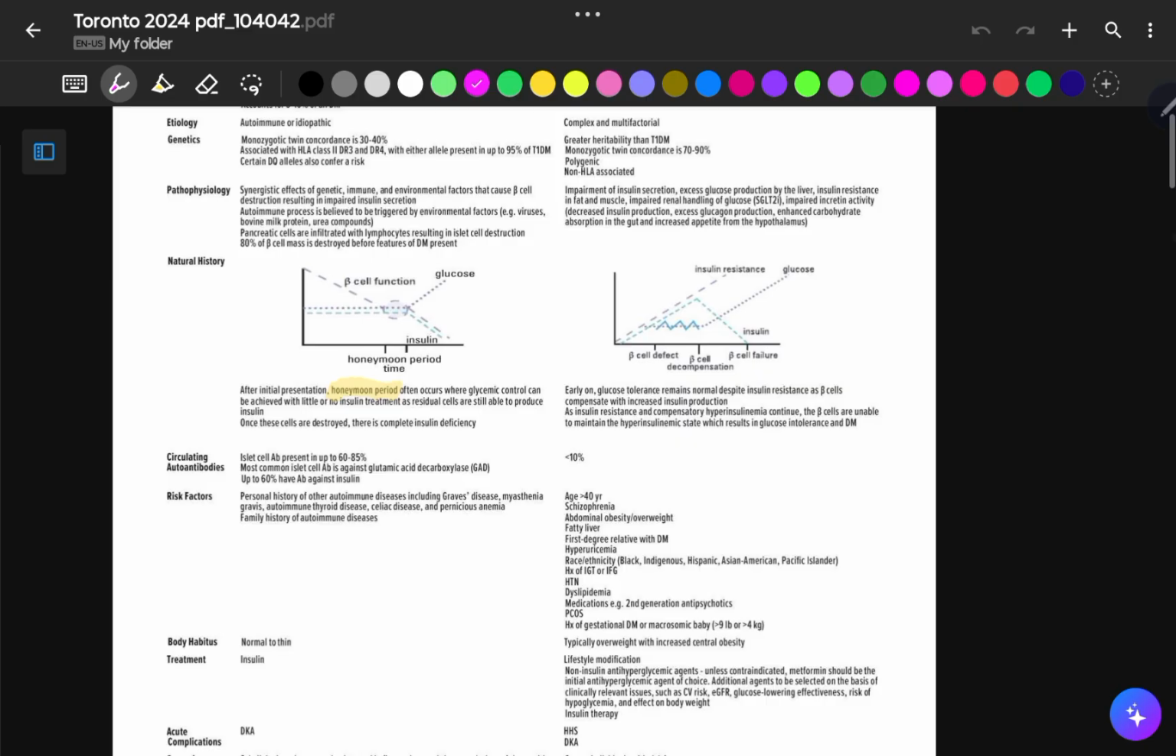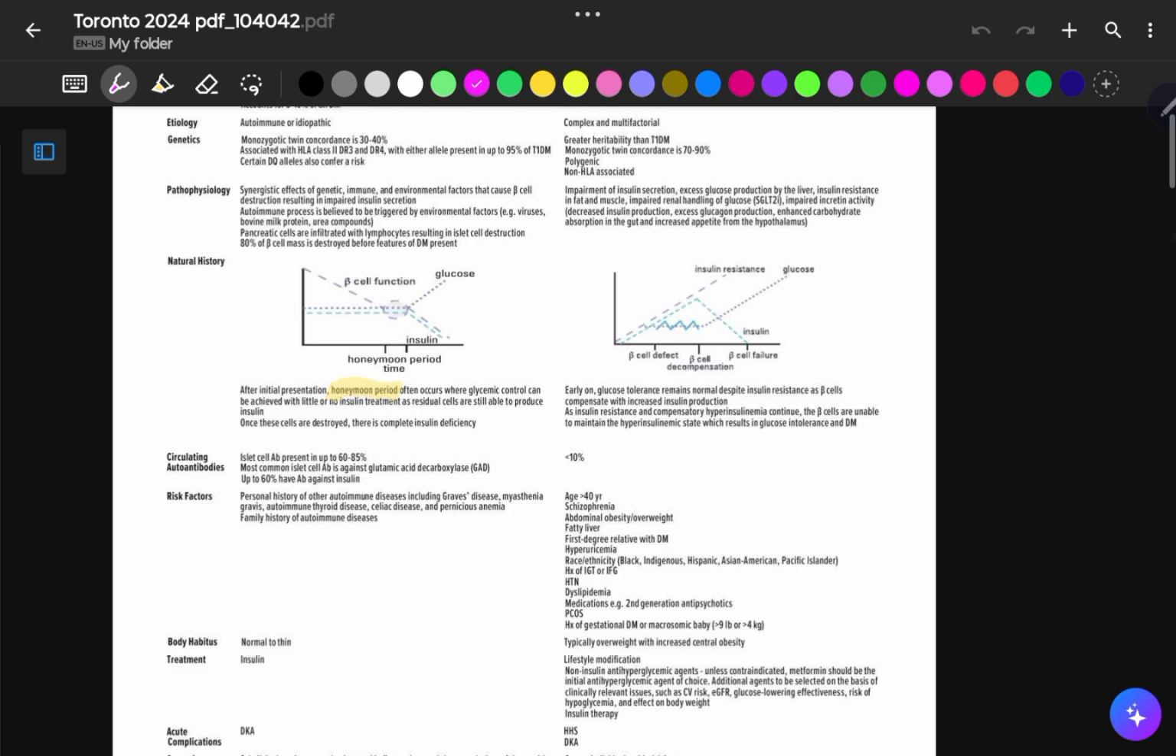So what are the risk factors? Remember for type 1 we spoke about personal history of autoimmune disease. The risk factors are if you're over age 40, if you're schizophrenic, if you have abdominal obesity or overweight, if you have fatty liver, if you have a first degree relative with diabetes, if you have hyperuricemia, if you are a Black person, indigenous, Hispanic, Asian, Pacific. If you have hypertension, dyslipidemia, you're on medications such as second generation antipsychotics. If you have PCOS, if you have a history of gestational diabetes or a macrosomic baby, if the baby was more than 4 kg. Okay. So these are the risk factors of having type 2 diabetes.